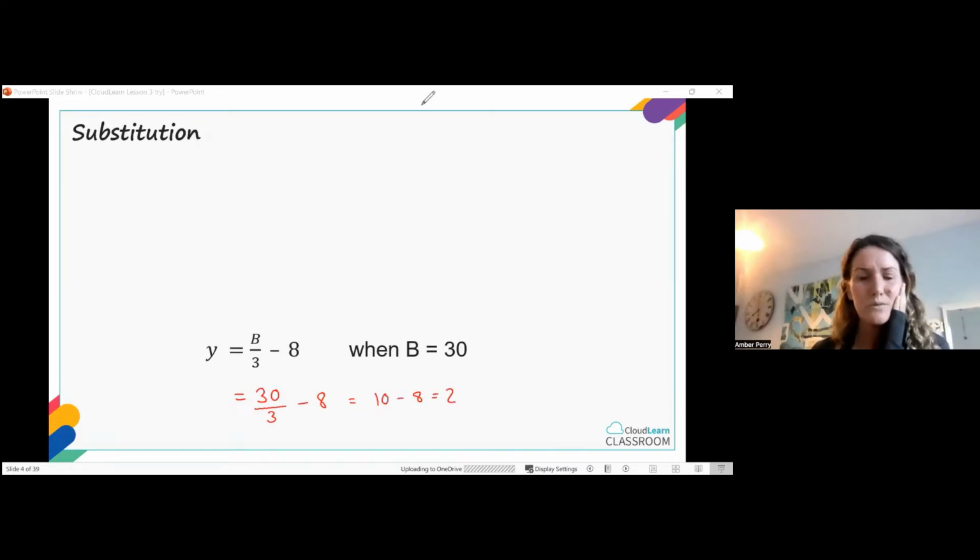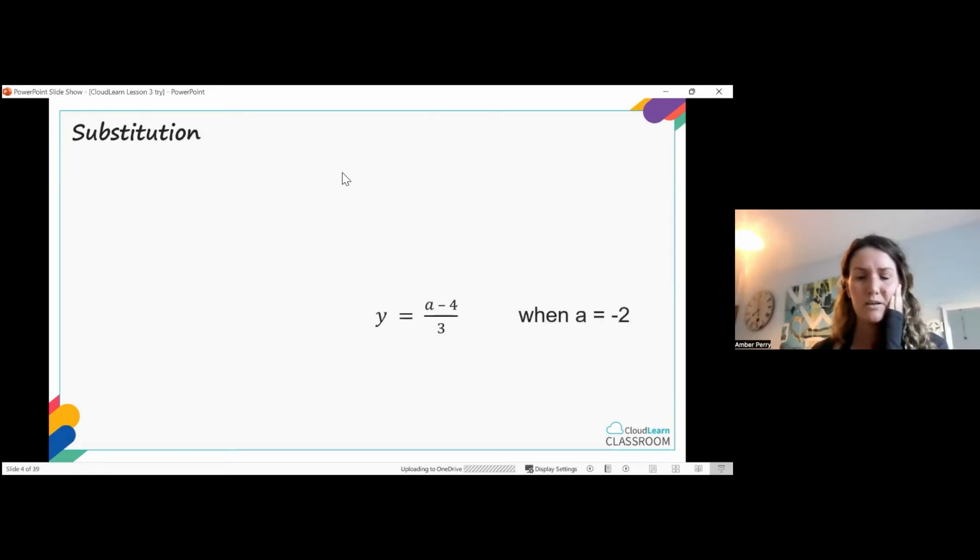And I think there's just one more of these to do. Here we go. So we've got a negative this time. We're going to substitute a as negative 2 into here.